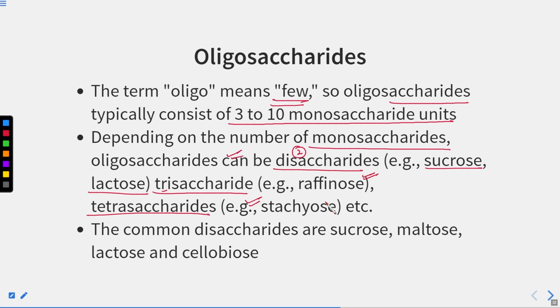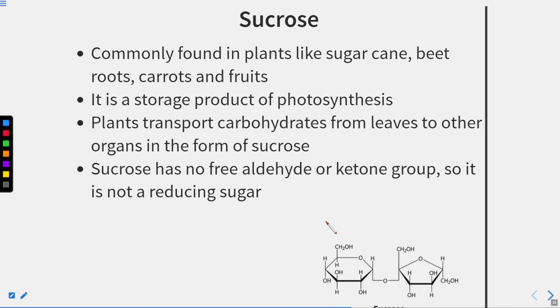We have already seen this in one of the figures. The common disaccharides are sucrose, maltose, lactose, and cellobiose. These are the different examples of disaccharides. Sucrose is commonly found in plants: sugarcane, beet roots, carrots, and fruits. So this is about sucrose, one of the disaccharides.